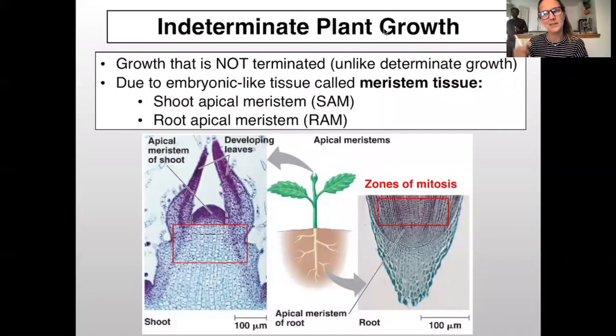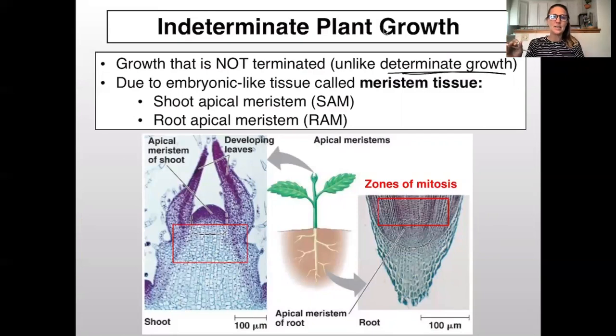All right, so indeterminate plant growth. Plant growth is fundamentally, or can be, depending on the plant, fundamentally different than animal growth. And this is because sometimes there is no termination of growth, right? So determinate growth means that there is an end point. So in humans, there is a determinate amount that you're going to grow, usually determined primarily by genetics and environment, and that's it. You're not going to keep growing.